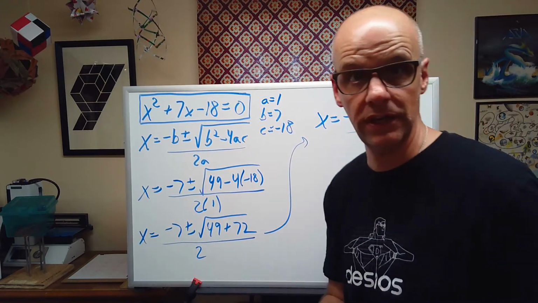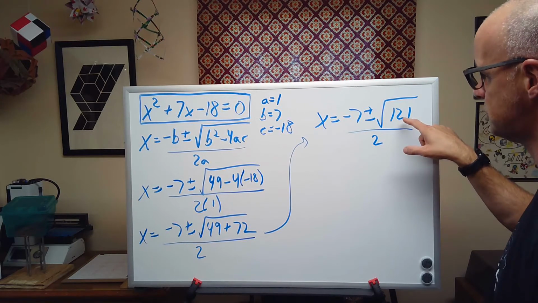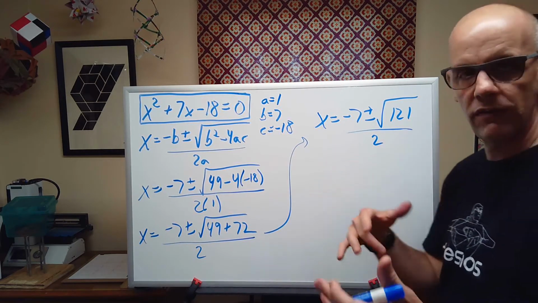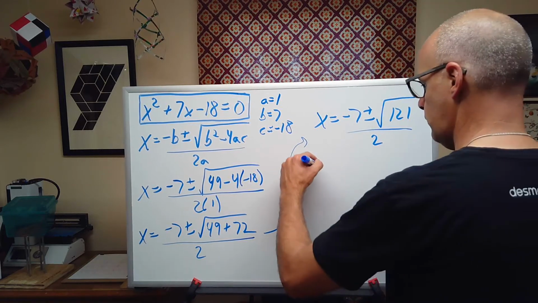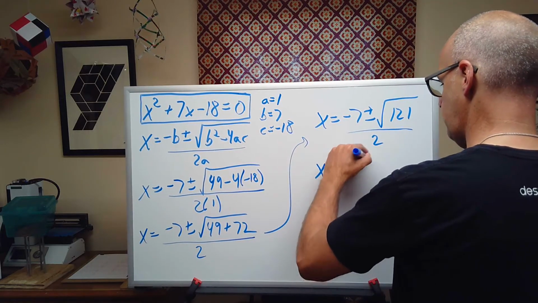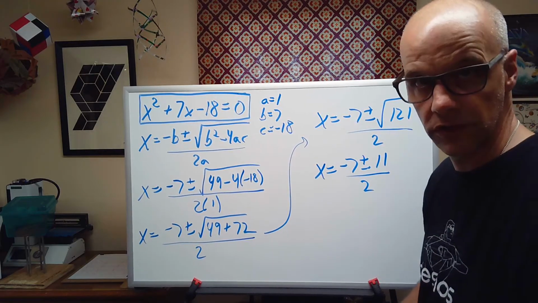Now the reason this comes out nicely, I should say, is because 121 is a perfect square, and we won't have to simplify that radical at all. 121 already is a perfect square by itself, so we're going to end up with negative 7 plus or minus 11 over 2. Now you've got two roots.